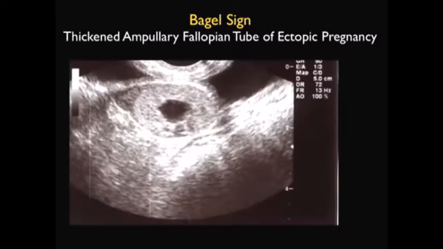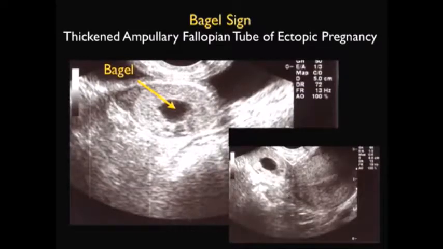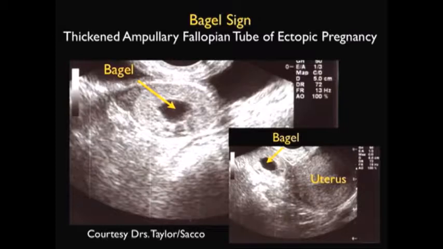Here are two still images showing the bagel sign, which is the thickened fallopian tube of an ectopic pregnancy. Notice with the bagel sign that we have a brighter or hyperechoic circular appearance, and this results from thickening of the fallopian tube due to growth during the ectopic pregnancy. Towards the right, we see the bagel sign in relation to the uterus, and notice that it's adjacent but outside the uterus. So this is a classic finding with a fallopian tube ectopic pregnancy and can be looked for if no intrauterine pregnancy is seen on bedside ultrasound.